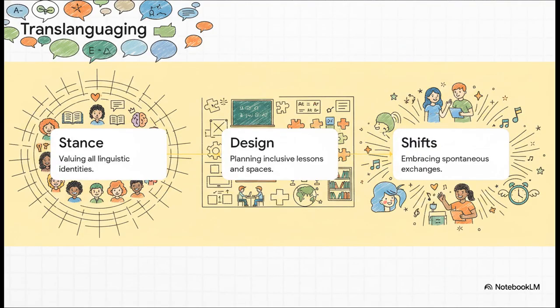So how do we put this into action? We use a framework called pedagogical translanguaging. It basically breaks down into 3 very actionable steps to activate multiple languages. First up is stance. This is the core belief that all linguistic identities are valuable resources. They aren't obstacles or problems to fix. Second is design. This means intentionally planning inclusive spaces, maybe strategically pairing students who share background so they can support each other. And third, shifts. This is about being flexible enough to embrace those spontaneous, creative linguistic exchanges in the moment. Actually, it might just look like letting a student explain a tough math problem to a friend in their home language, simply because it's the absolute fastest way for them to grasp it.